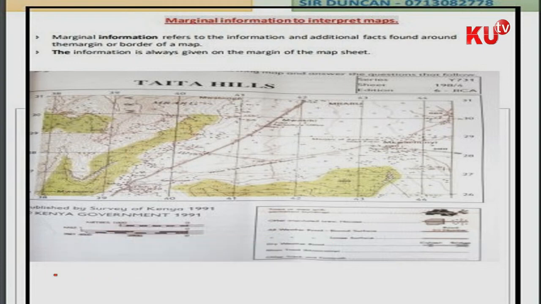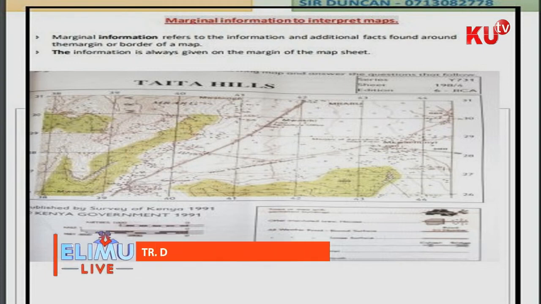As we are still looking at that, we have what we call copyright. Copyright is also a symbol. We want to look at it. It is also marginal information denoted by a C.